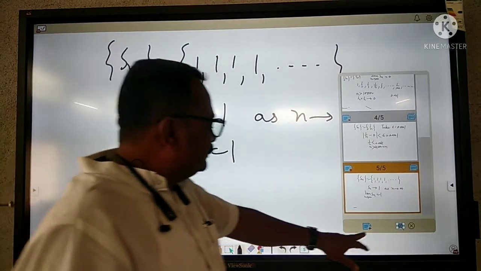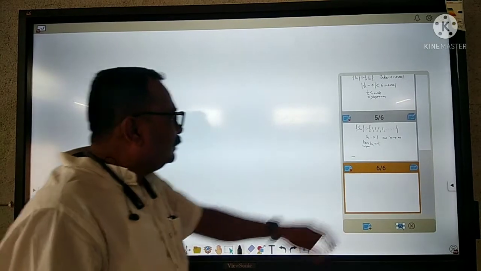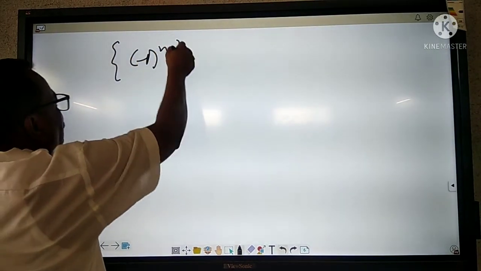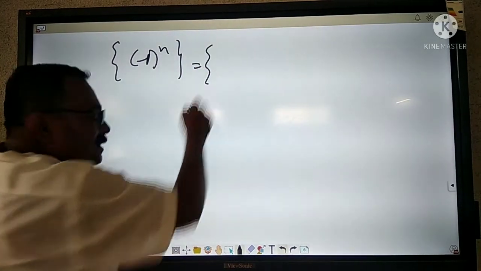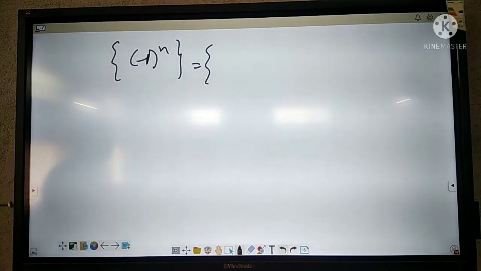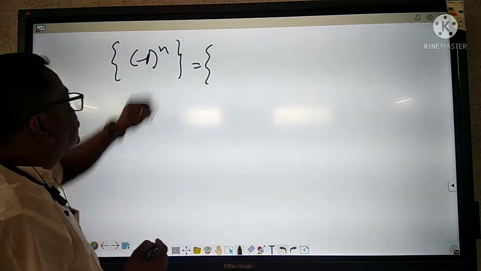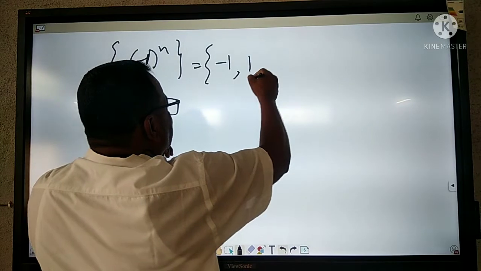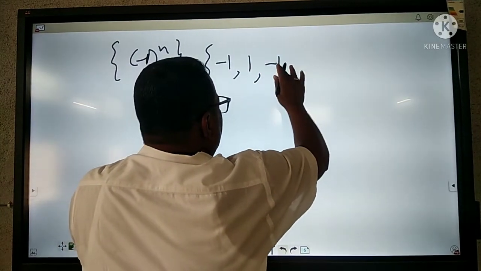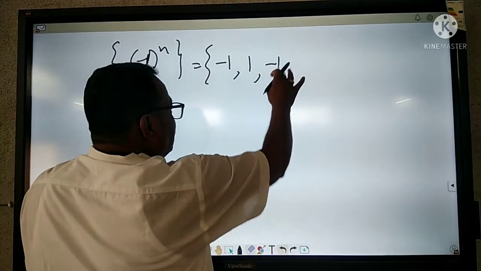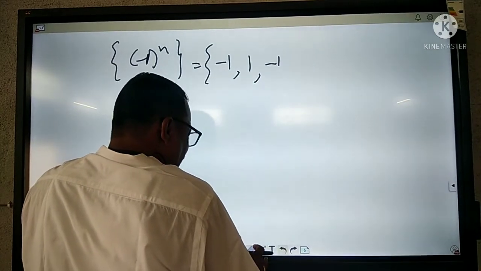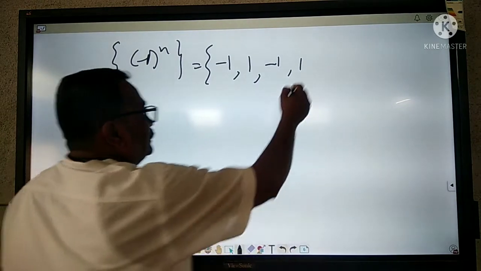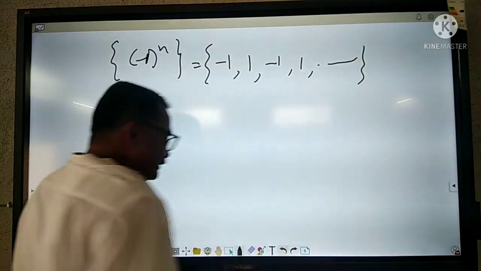Another example, I think we take, is the sequence minus 1 raised to n. So check what the terms actually are. Minus 1 raised to n means when n is equal to 1, it becomes minus 1. When n is 2, it becomes plus 1. So the terms are alternately negative and positive, that is minus 1, plus 1, in this way, dot dot dot.